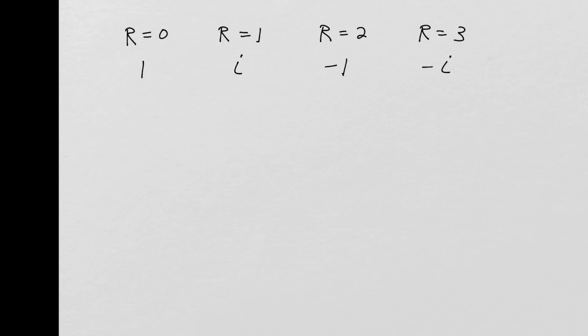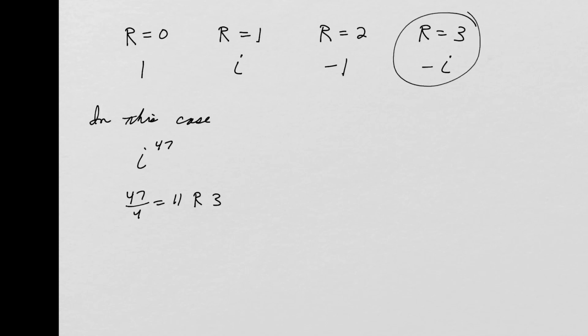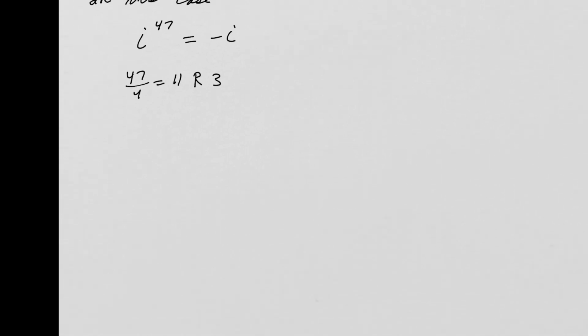So in this case, we had, what was it? It was i to the 47th, right? So again, I did 47 divided by 4. I got 11, remainder of 3. So I look at my remainder of 3, and I know my answer has to be -i. I'm done. It simplifies to -i. That has to be the answer. Okay. Let me do another example.